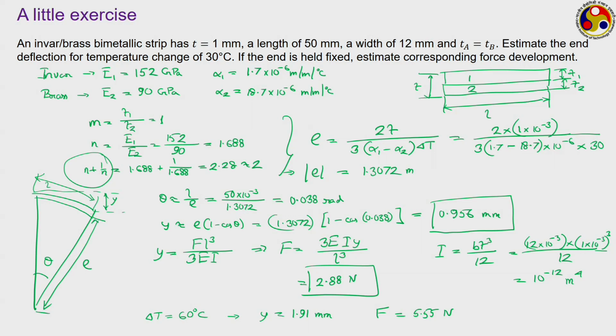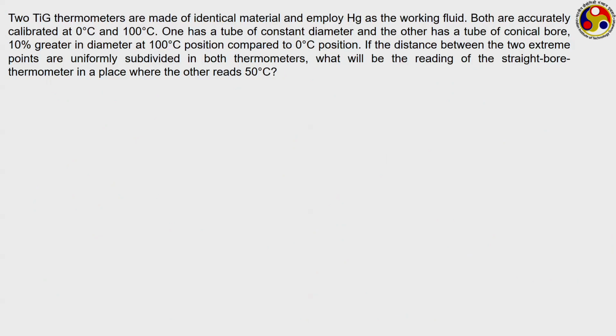Now, this is a problem in relation to the bimetallic strip. Let us try to solve another numerical problem involving the liquid in glass thermometer. It should not be TIG, it is a typing error, it should be LIG.